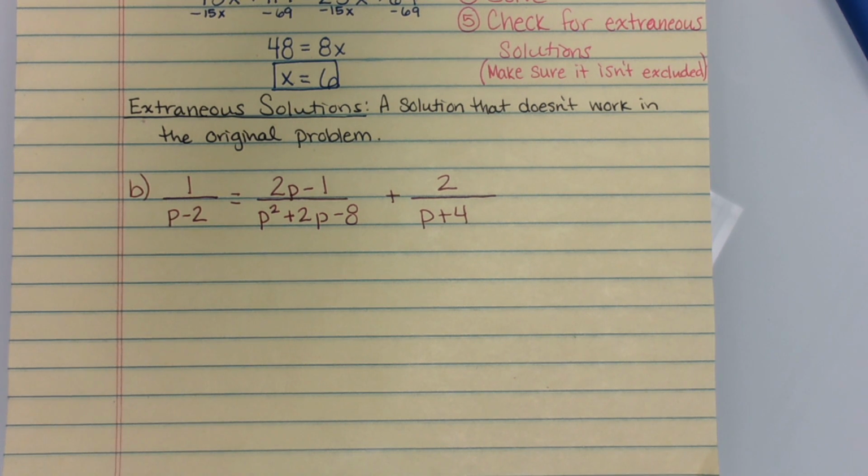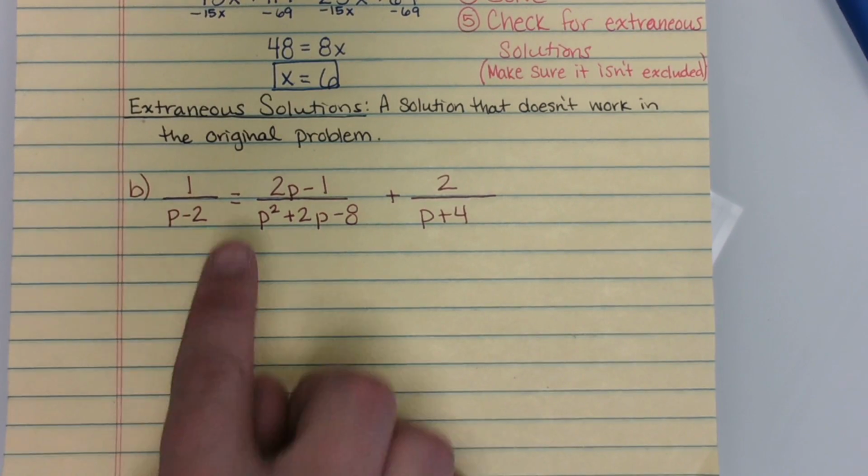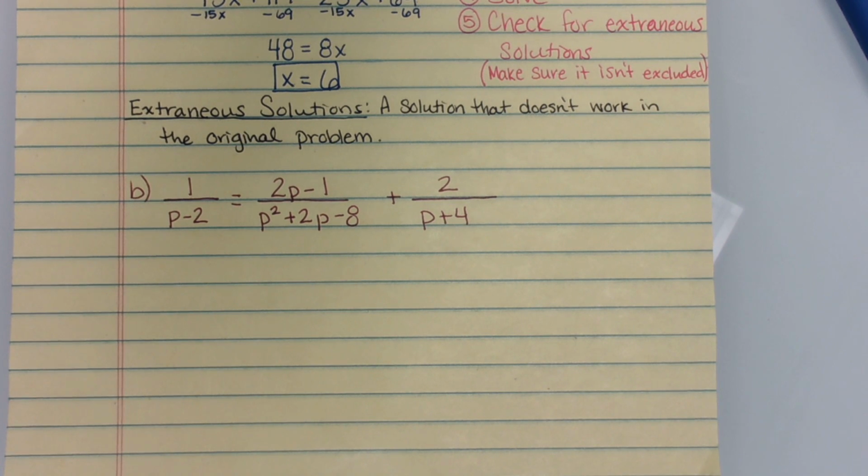One over p minus 2 is equal to 2p minus 1 over p squared plus 2p minus 8, plus 2 over p plus 4. It is an equation. It's got an equal sign. Miriam, if I want to solve, what is the first thing we try to do on these problems? Find the least common denominator.